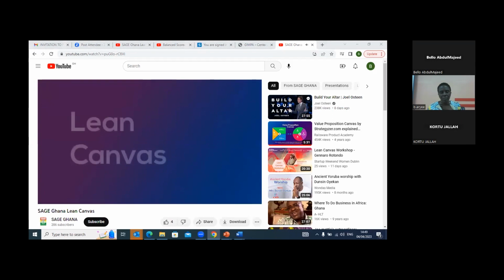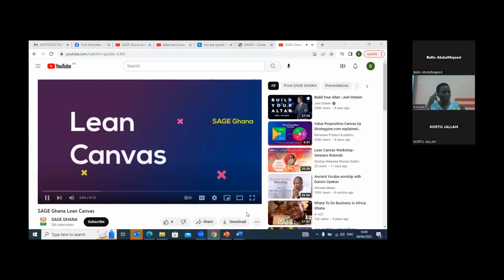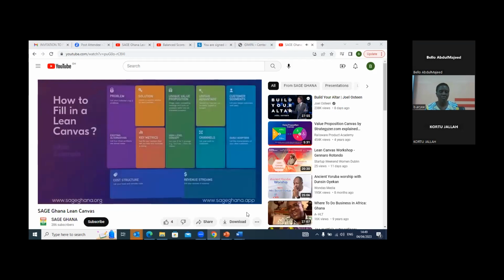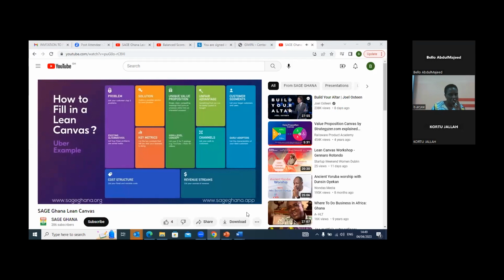Hi, today we'll have a look at the Lean Canvas, a tool designed by Ash Maria to help startups analyze the strengths and weaknesses of their business model. And also we will practice using the Lean Canvas on the Uber example.